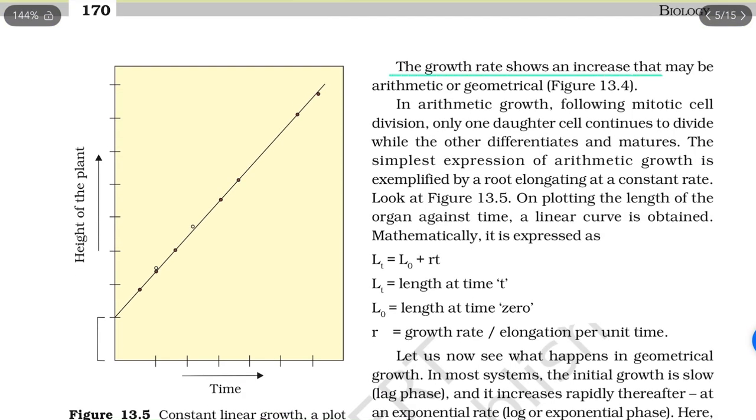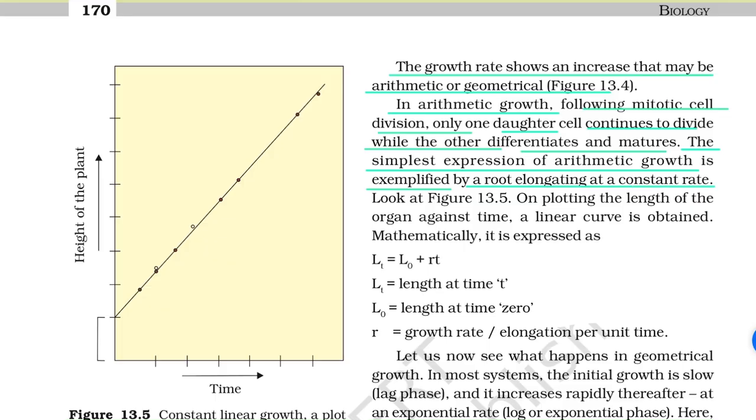The growth rate shows an increase that may be arithmetic or geometrical. In arithmetic growth following mitotic cell division, only one daughter cell continues to divide while the other differentiates and matures. The simplest expression of arithmetic growth is exemplified by a root elongating at a constant rate.